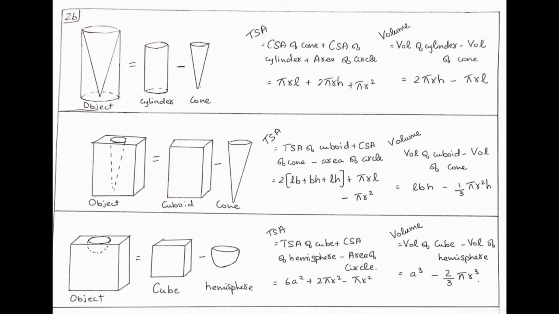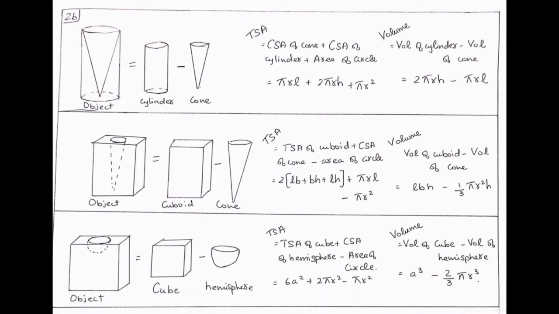And the fifth one will be a cuboid which is depressed by a cone, just similar to the last one. So total surface area of a cuboid plus CSA of a cone minus area of circle gives the total surface area, which is 2 into LB plus BH plus LH plus pi r l minus pi r square.